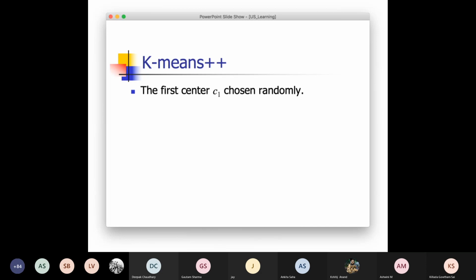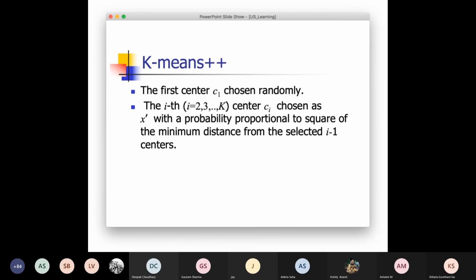Let us try to understand it algorithmically. The first center, C1, you choose randomly. Then for the ith center, the idea is that your centers should be well separated. In probabilistic terms, you always choose from the data points only. You choose a data point with a probability proportional to the square of the minimum distance from the selected i minus 1 centers.